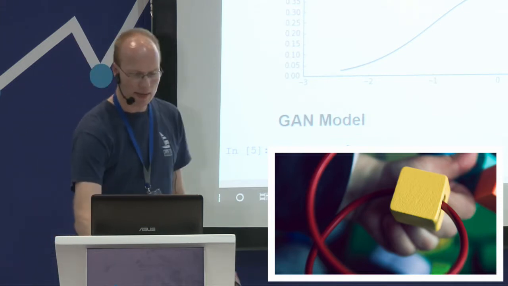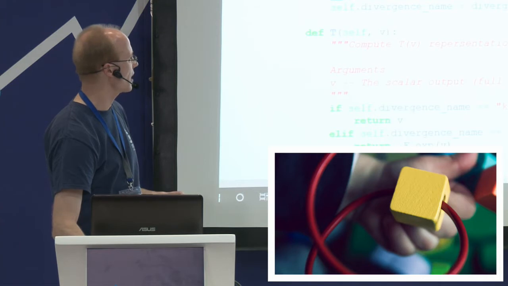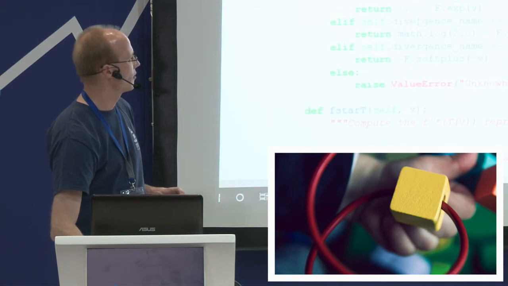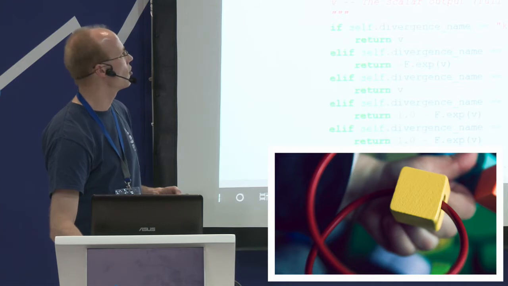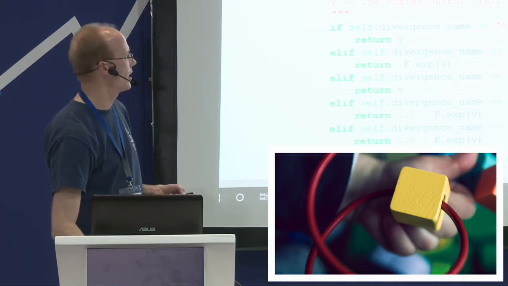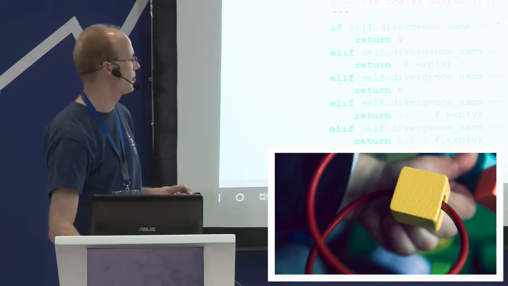So now we set up a GAN model using the generic f-GAN formulation. We import a few torch things, and then we start with this abstract object, right? So this is really very close to the paper, to this table. We implement this conjugate dual function, so this F star function, and we just say, okay, if it's KL, then return this. If it's KL reverse, return this, and so on. So it's just implementing this table.